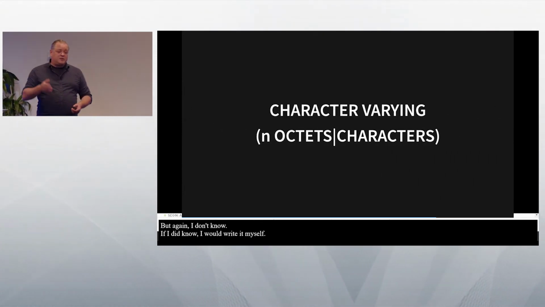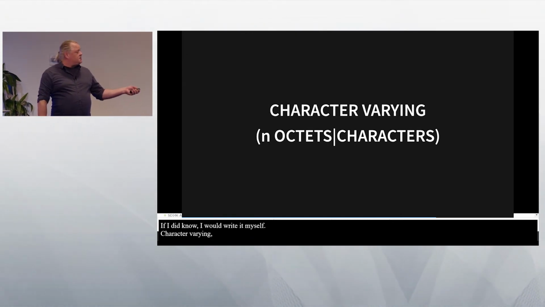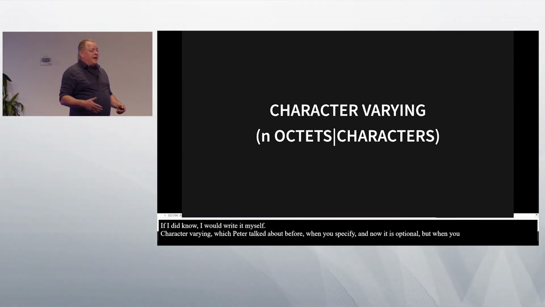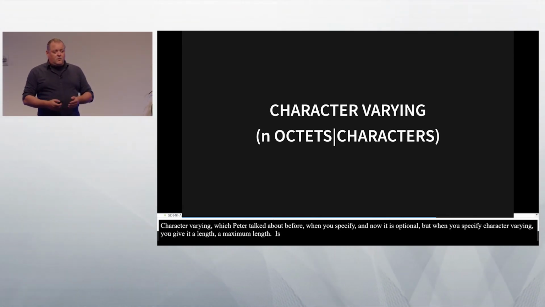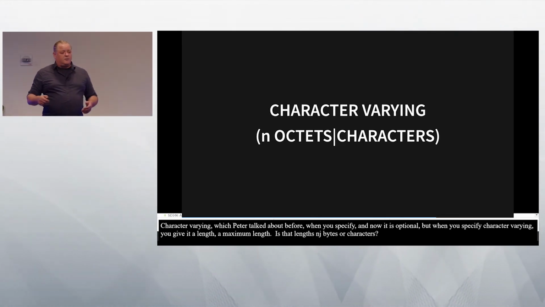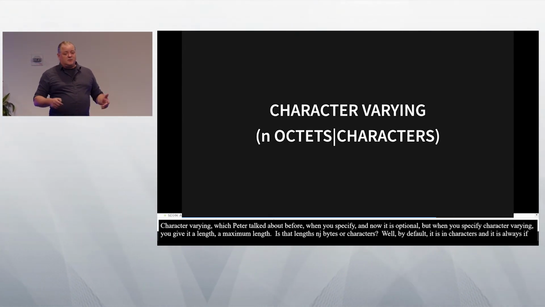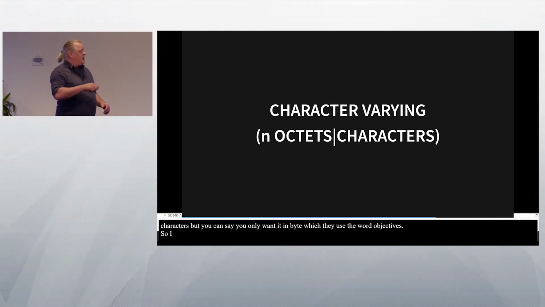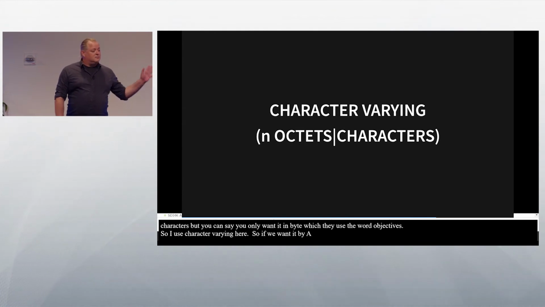Character varying, which Peter kind of also talked about before: when you specify, and now it's optional, but when you specify character varying, you give it a length, a maximum length. And is that length in bytes or in characters? Well, by default, it's in characters, and in Postgres, it's always in characters. But you can say that you only want it in bytes, which they call octets. So I use character varying here, but we could use bytea, for example, and then N octets to limit what that is. You can specify which one.